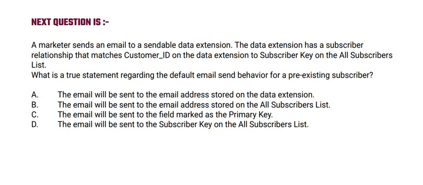Options are: Option A, the email will be sent to the email address stored on the data extension. Option B, the email will be sent to the email address stored on the all subscribers list. Option C, the email will be sent to the field marked as the primary key. And option D, the email will be sent to the subscriber key on the all subscribers list. The correct option is option B.